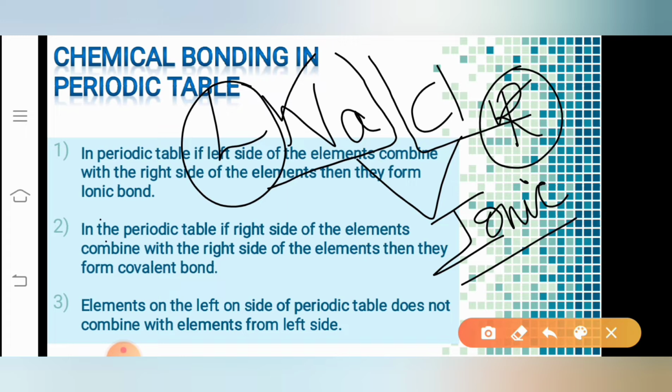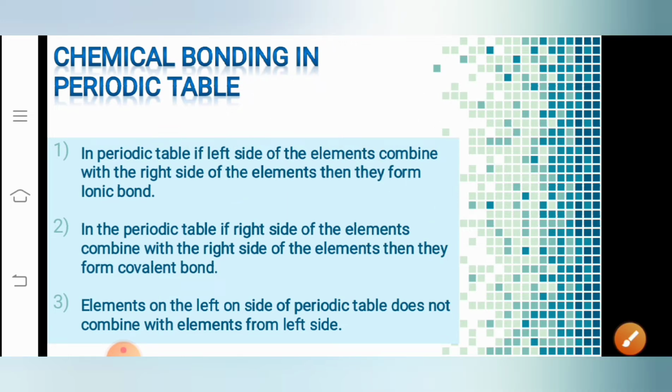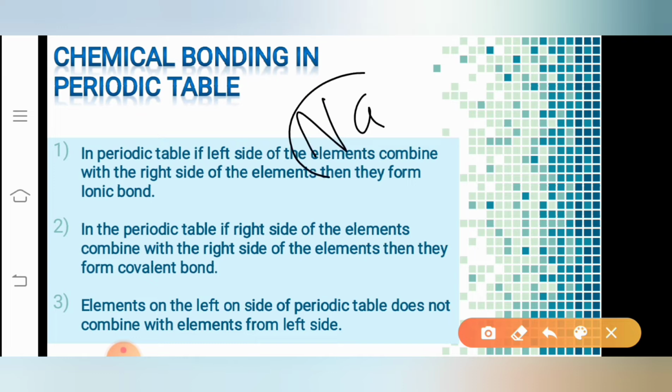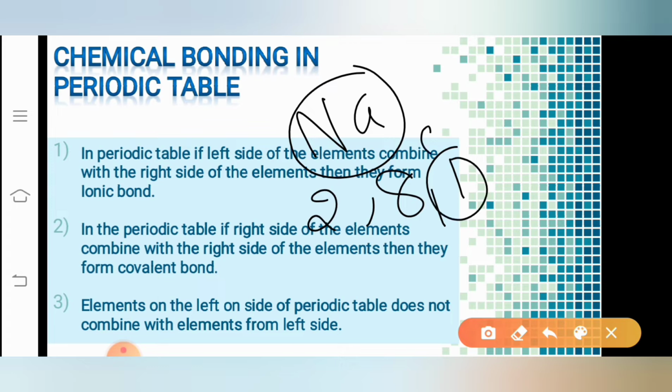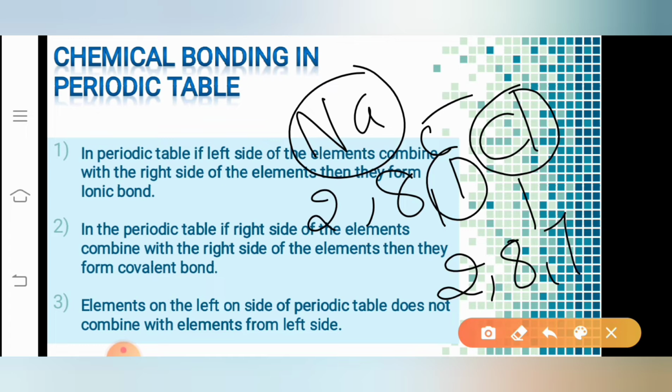What is meant by ionic bond? When we talk about sodium, as I told you, sodium is basically a metal, right? Sodium has the electronic configuration 2, 8, 1, so it can easily lose one electron, correct? Whereas chlorine, which is a non-metal, has the electronic configuration 2, 8, 7. How many electrons does chlorine need? It requires 1 electron, so it receives 1 electron. Sodium donates 1 electron, whereas chlorine receives 1 electron. Clear?